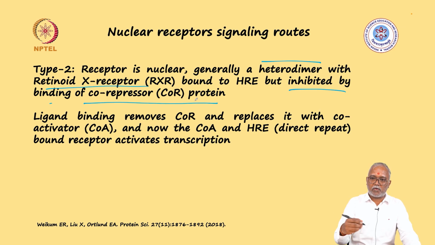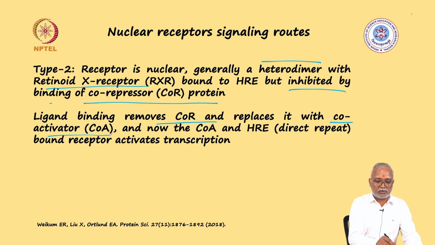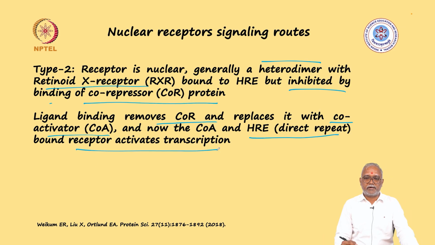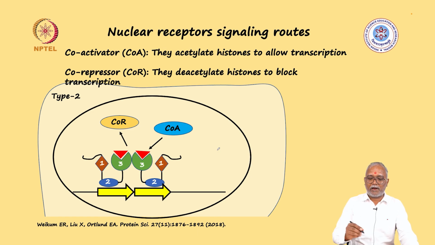When the ligand, a small molecule, passes through the membrane and comes into the nuclear region, it binds to the receptor and removes the repressor and replaces it with the co-activator molecule. Now this co-activator molecule is bound to the hormone response element. Here it is not a palindrome sequence, rather it is a direct repeat sequence, and this binding activates the transcription.